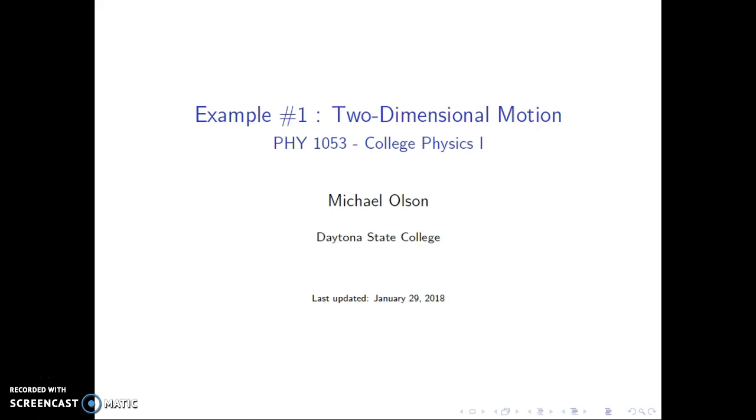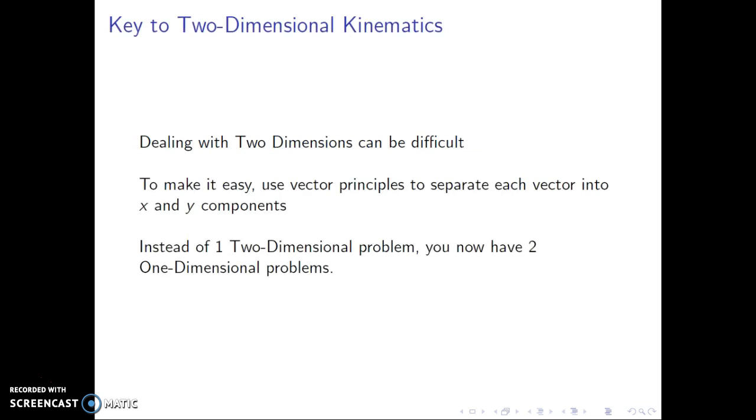In the previous video, we looked at two-dimensional motion from Chapter 3 of our physics textbook. The purpose of this video is to take what we learned about two-dimensional motion and apply it to a specific example. This example is actually from the textbook, and we will get to that in just a second. But first, let me show you a few keys and tricks to solving physics problems in two-dimensional kinematics.